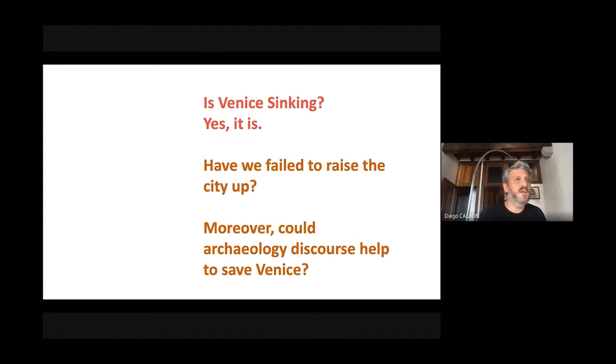Eustatism and the rising level of the ocean and the Mediterranean Sea, and the Adriatic specifically, are putting Venice at a very real risk of sinking. But if we use archaeology, we could use the archaeological record to save Venice, or to better understand why this sinking process is so strong. Maybe, in fact, we failed to raise the city up.